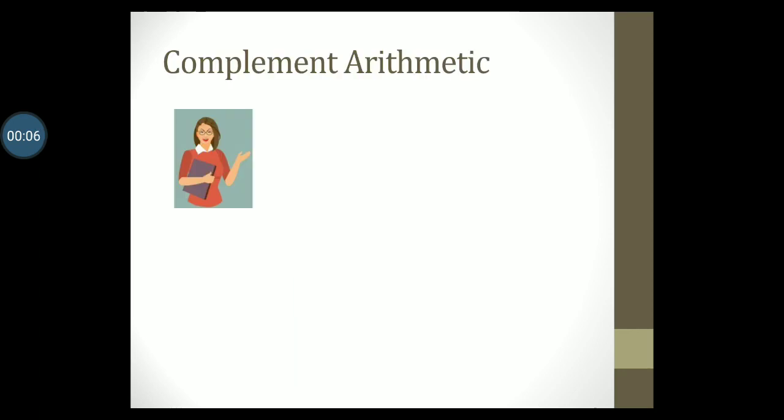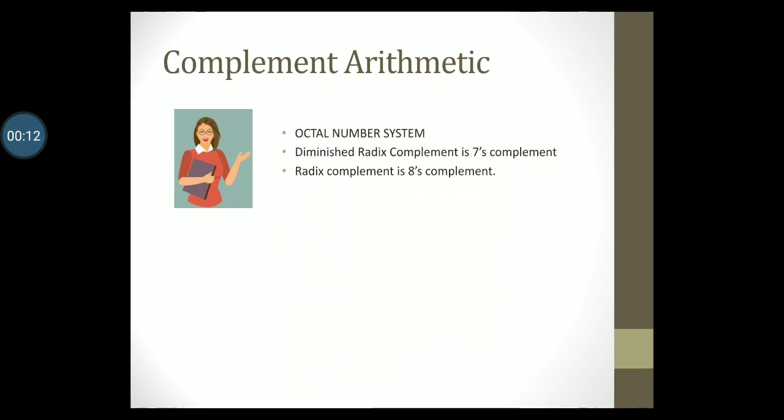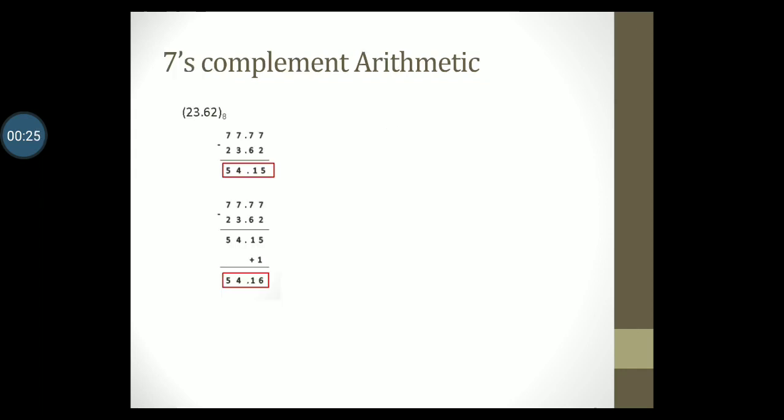In this video we will continue to learn about complement arithmetic in the octal number system. As you know, the octal number system has a base of 8. So it will have the diminished radix complement as the 7's complement and a radix complement as 8's complement. The diminished radix complement for the octal number system is the 7's complement.